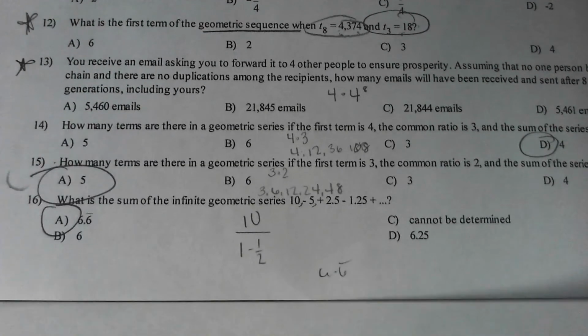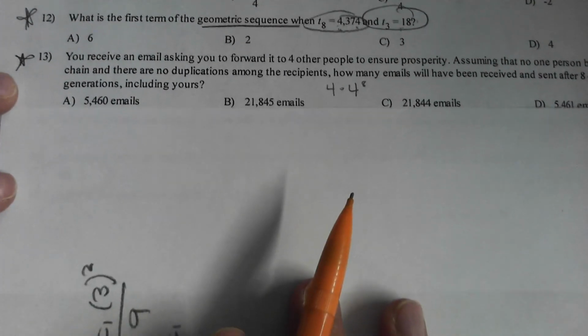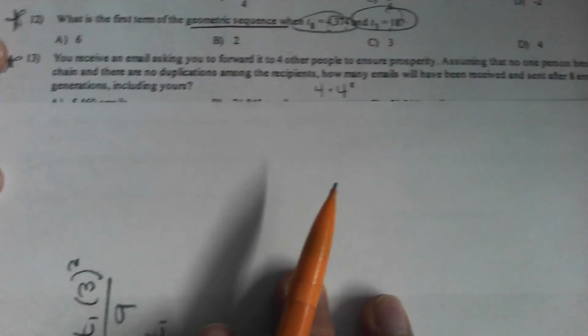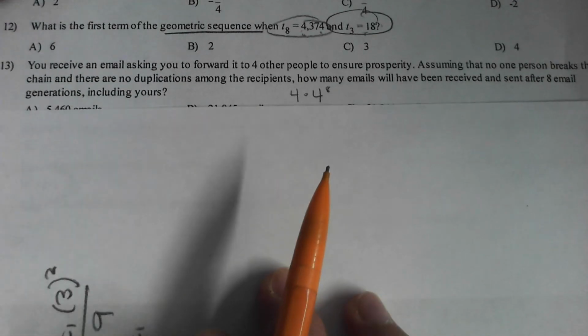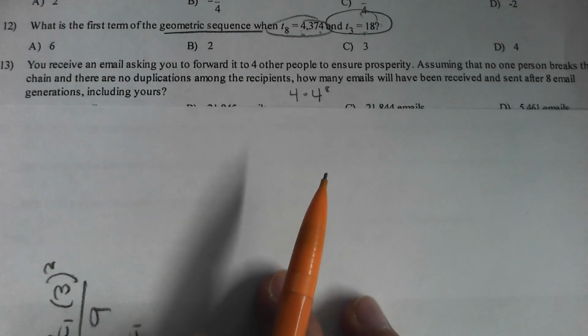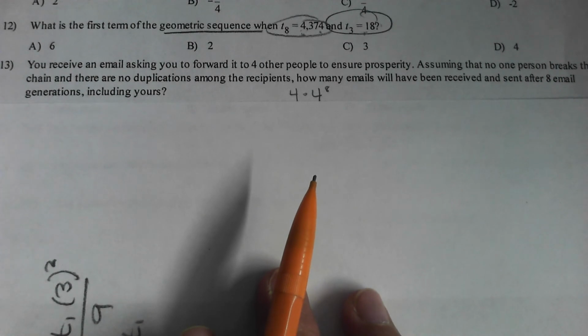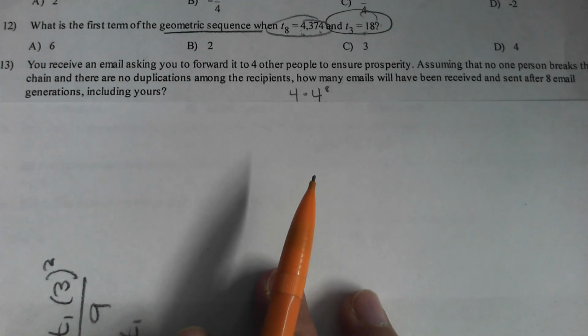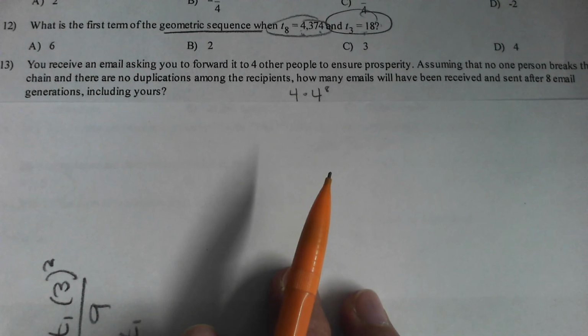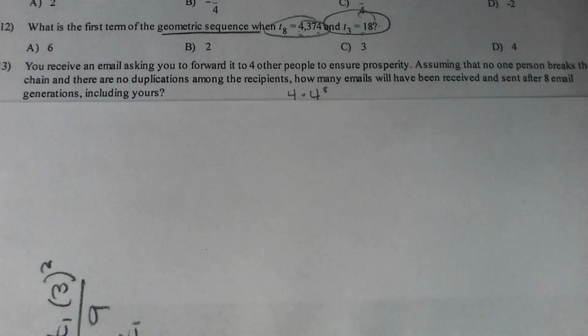Okay. You receive an email asking you to forward it to 4 other people to ensure prosperity. Assuming that no one person breaks the chain and there are no duplications among the recipients, how many emails would have been received and sent after 8 email generations, including yours? Wow, this sounds like my art of problem solving class.